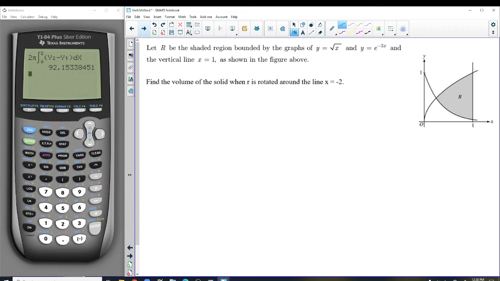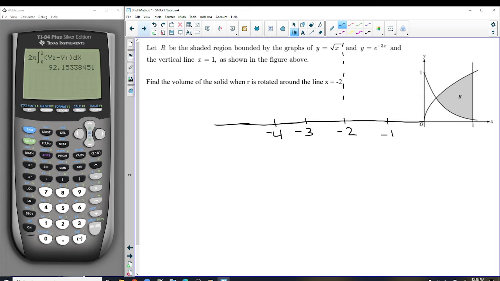Let R be the shaded region bound by the graphs of y equals square root of x and y equals e to the negative 3x and the vertical line x equals 1, as shown in the figure above. Find the volume of the solid when R is rotated around the line x equals negative 2. Well, now the radius is not up against the x-axis or the y-axis. What do I have to go to?